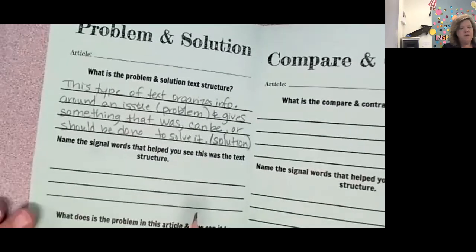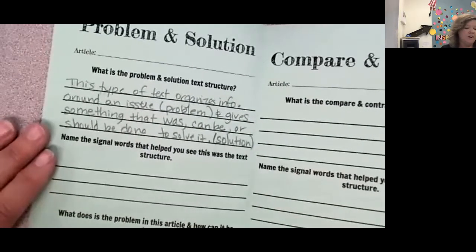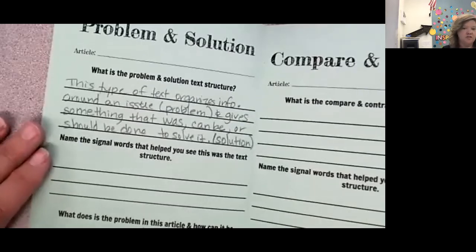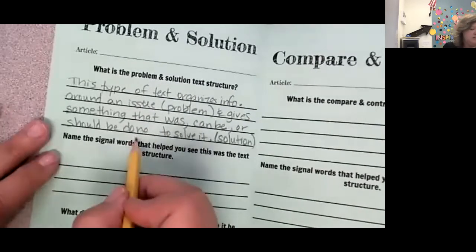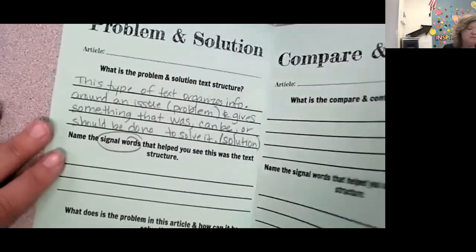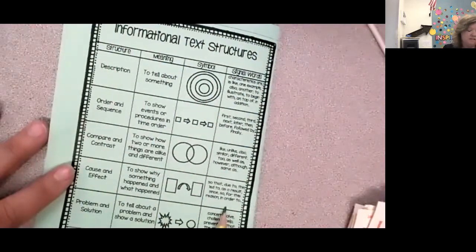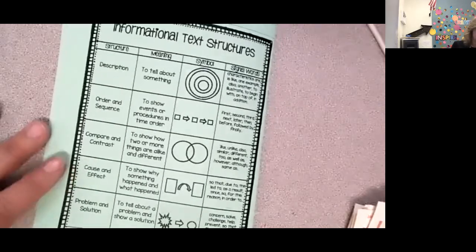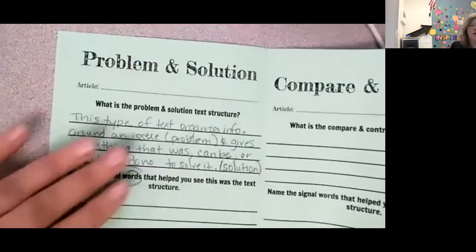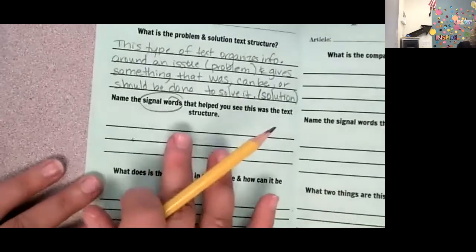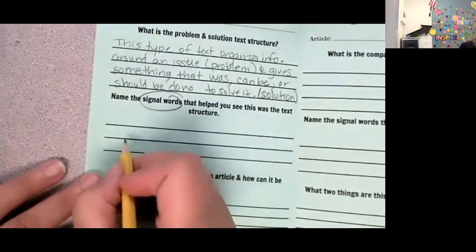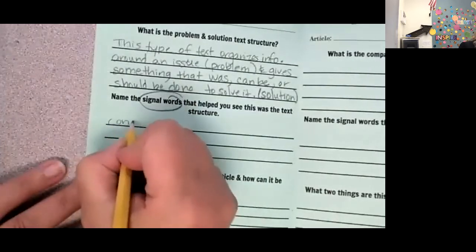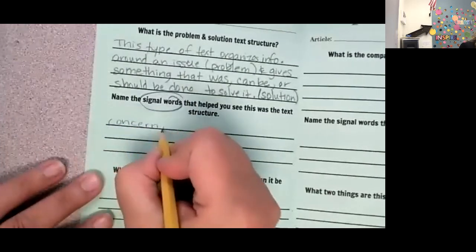So one of the ways that we can better understand where an author hides the information in this type of text structure is to look at those signal words. So I'm going to circle the words signal words. And fortunately, on the back of your sheet, I've given you a little chart that has the text signal words for problem and solution. So I'm going to help you and we'll write them and transfer those signal words over here. Okay. So there was concern was one of them.